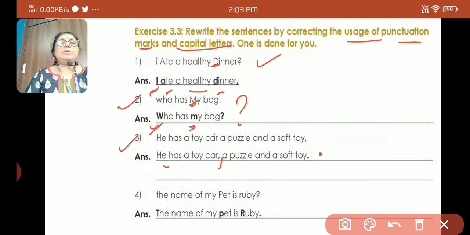Here we are listing out the things. So a toy car and a puzzle. So both together, we have to put a comma to separate them. And a soft toy, full stop.